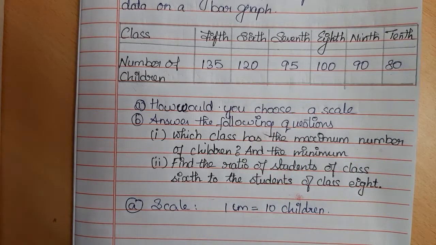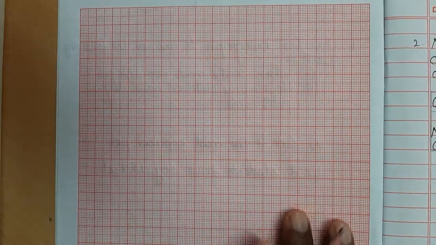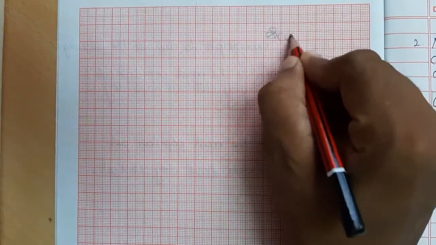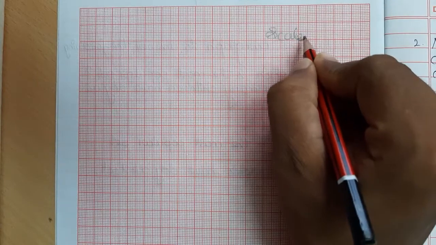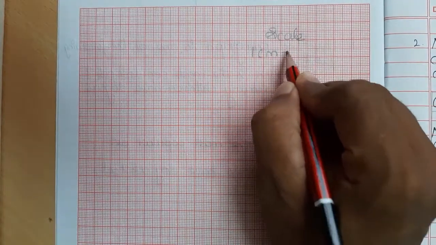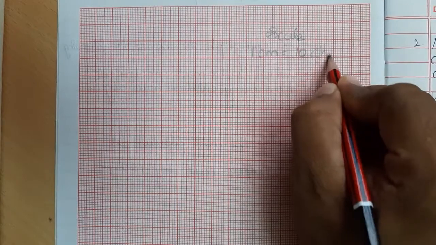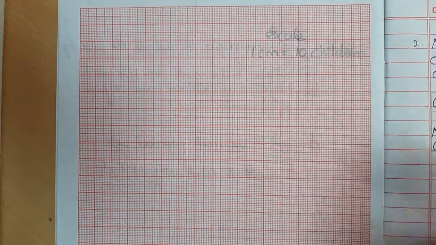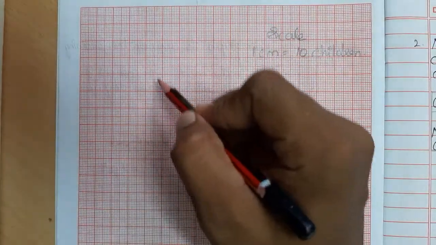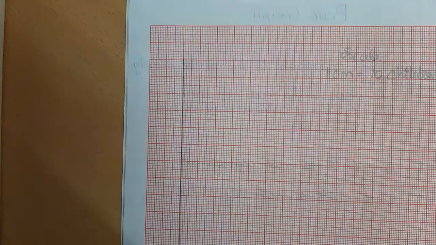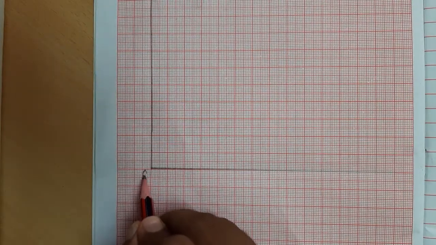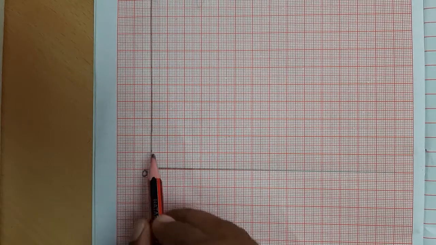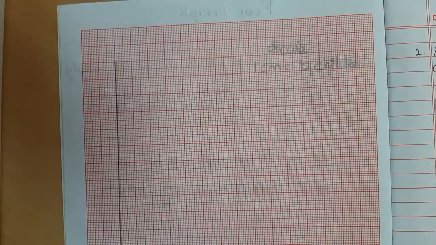Clear? So first thing, we have to write the scale. The scale we decided is 1 centimeter is equal to 10 children. Right? So let me draw a vertical line. I have drawn the vertical line and also the horizontal line. The intersecting point is 0. What is the next line? The next 1 centimeter line will carry the scale that we chose, 10. So there should be a difference of 10.